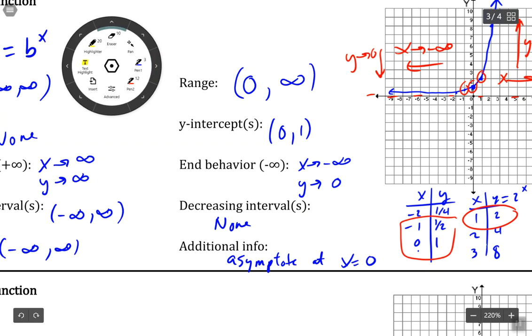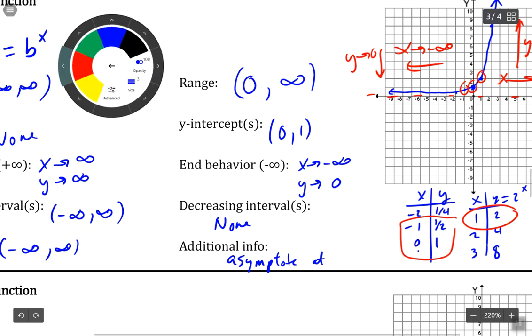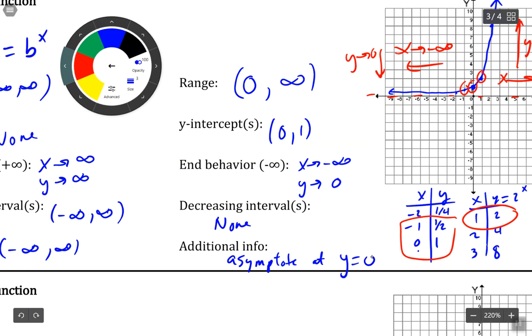Oh, I did it wrong. Y equals 0. X-axis, which is y equals 0. Yes?